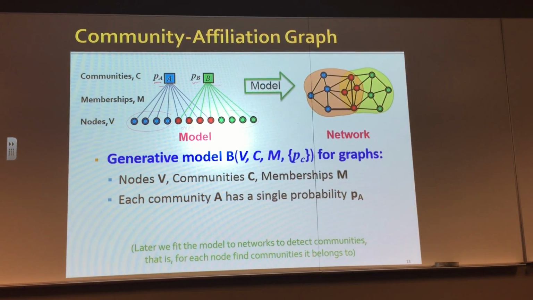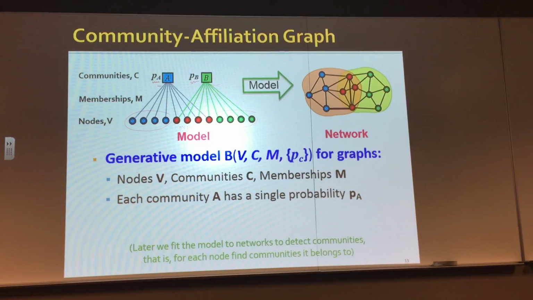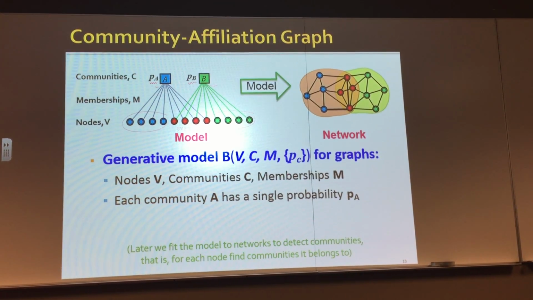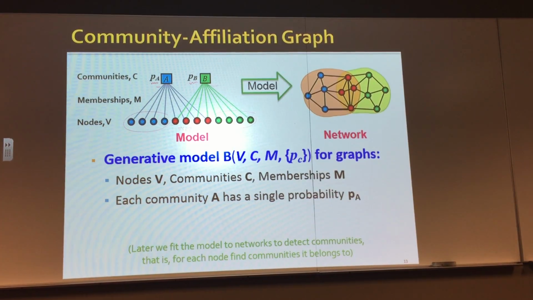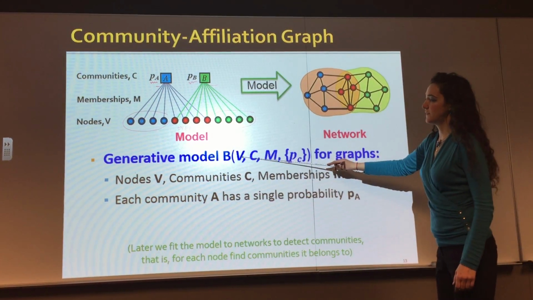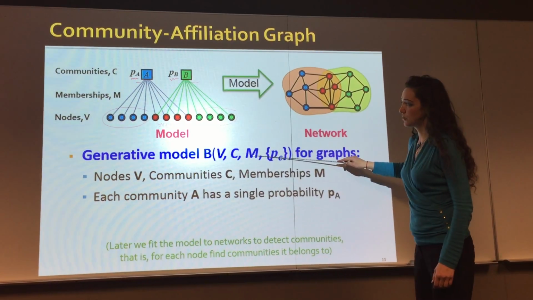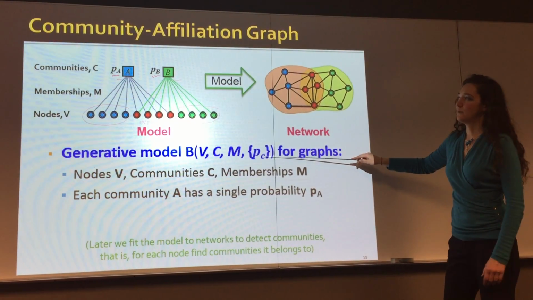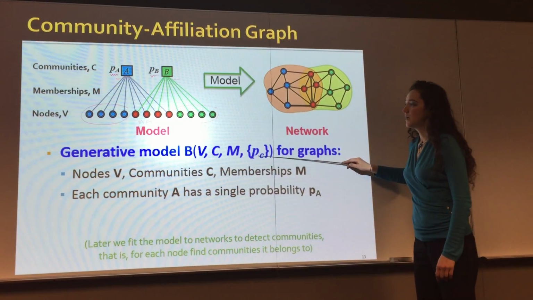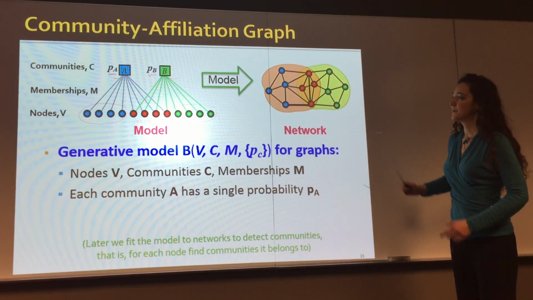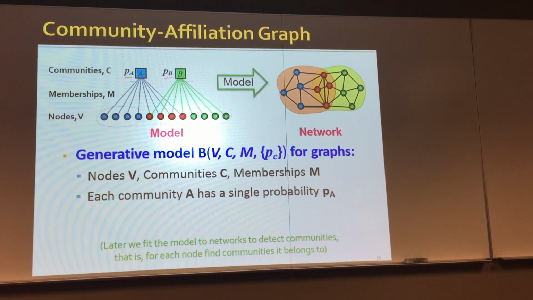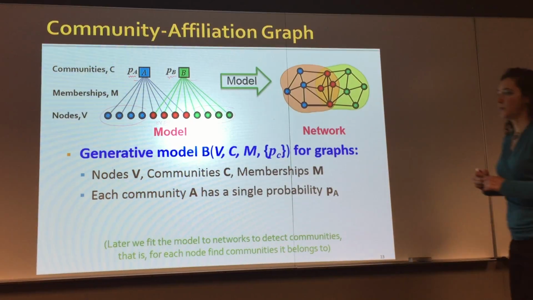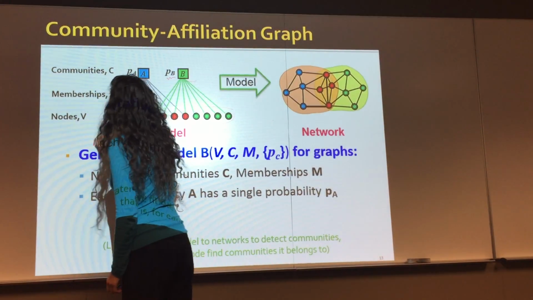So, starting, given a set of nodes and their memberships and their communities, so the nodes, vertices, the communities, and the membership, whether they're members of those communities, and some probability for that community. This is going to be the model, and given that model, we want to generate the graph. And this model is called the Affiliation Graph Model.